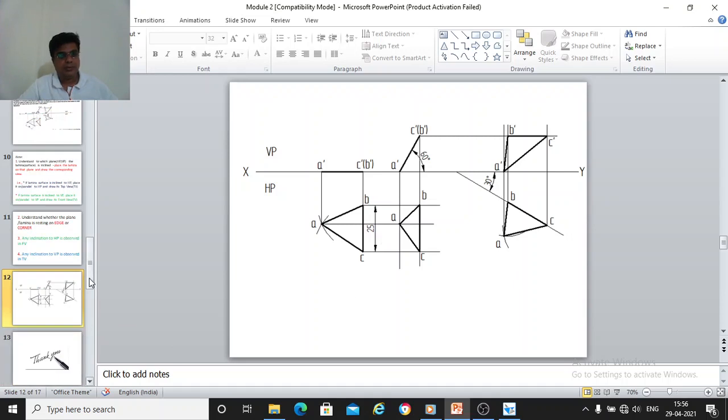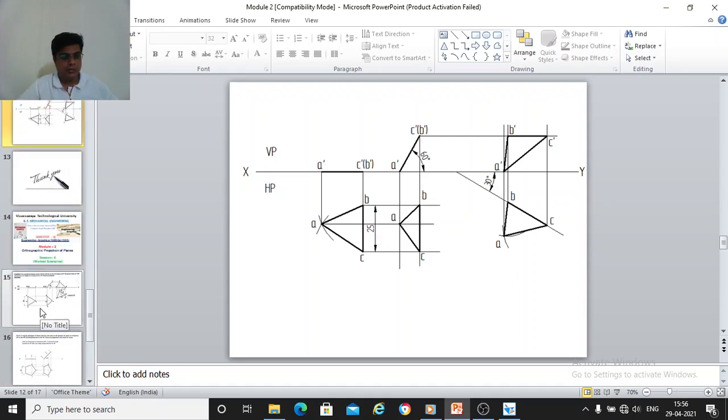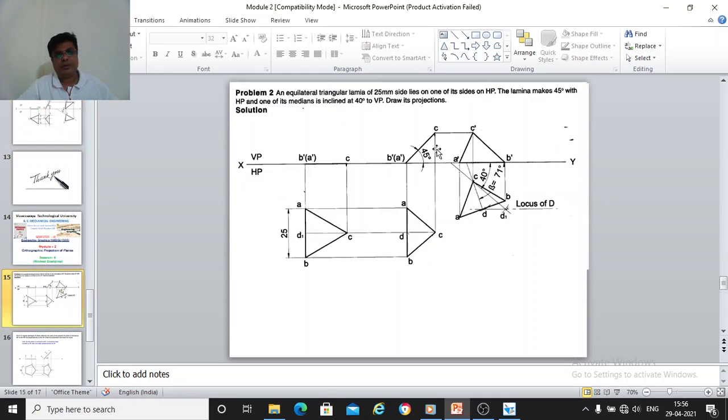Anyway, we'll stop here. In the next session we will try to solve one more problem like this. So you can just try this problem. In the next session we will try to solve this problem. It is again a little bit different. Conditions are there with respect to the given plane.